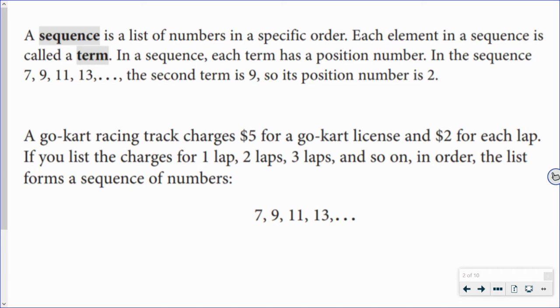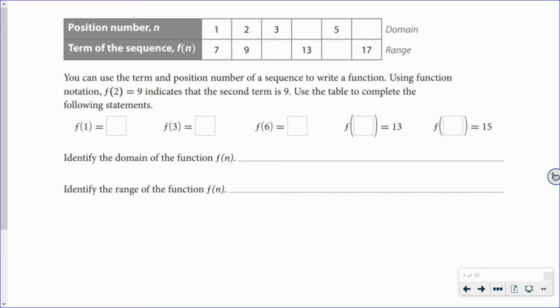Scared me to death. All right, so what's going on, man, with this sequence? It starts at 7, then the next one's 9. What pattern do you see? It's skipping by 2s. Yes, exactly. It's just increasing by 2. Well, that's pretty simple, really, isn't it? Every time I take a lap, they're going to charge me $2 more. It's very much a function and very much a sequence, okay?